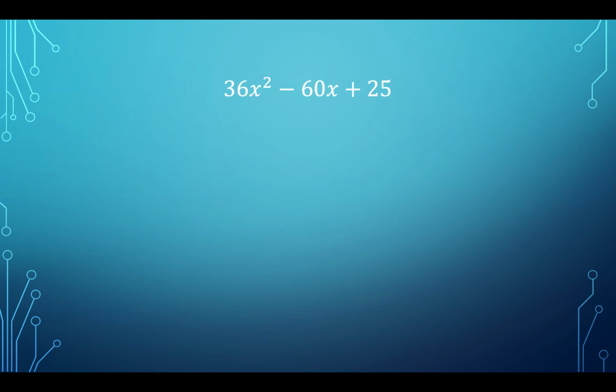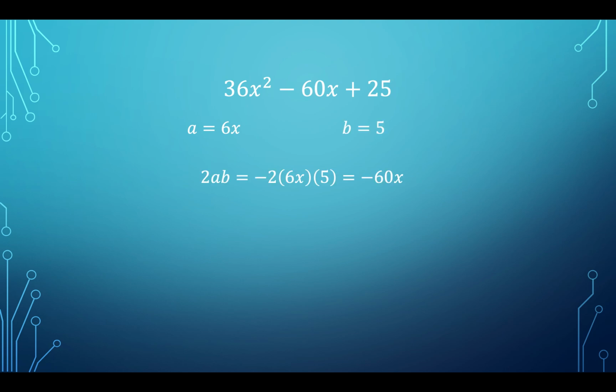Here we have 36x squared minus 60x plus 25. Okay, what are we going to do here? First, we have to find what a is. Just because there's a number in front of the variable, you can still do it. We're still going to take the square root. So the square root of 36 gives me 6. The square root of x squared gives me x. So our a is 6x and our b is 5.